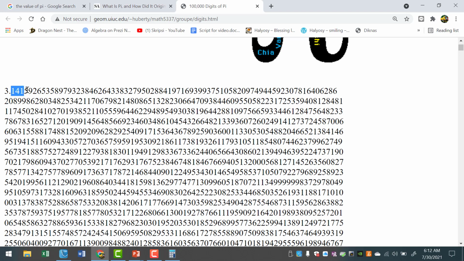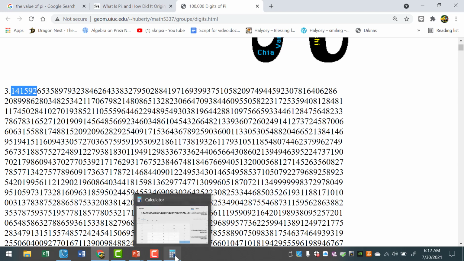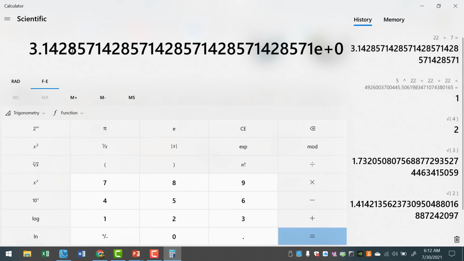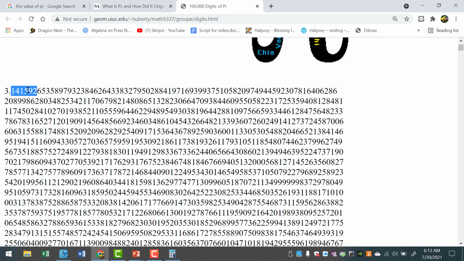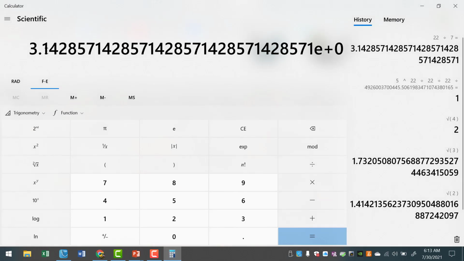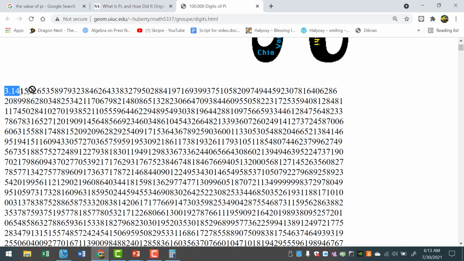So we have 141,592, and if you go to the previous value of 22 over 7, it's 142,857. This one is 141,596. So although we have 3.14, the same as this one, after that the numbers are not the same. This is 2857, and this guy is 15926, and it goes on forever, and it doesn't have any pattern.